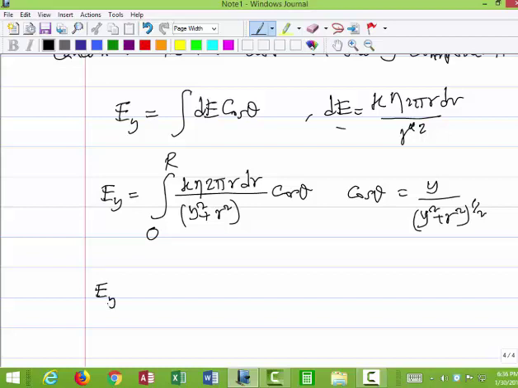So Ey is an integral from 0 to r. Since I'm only integrating over r, I'm going to take some of the things out of the integral sign. I'll take k out, take eta out, take 2 pi, and then I'm going to have the integral from 0 to r of r dr, divided by y squared plus r squared raised to the power 3 over 2, because I've now put in cosine theta. Cosine theta is y over y squared plus r squared.